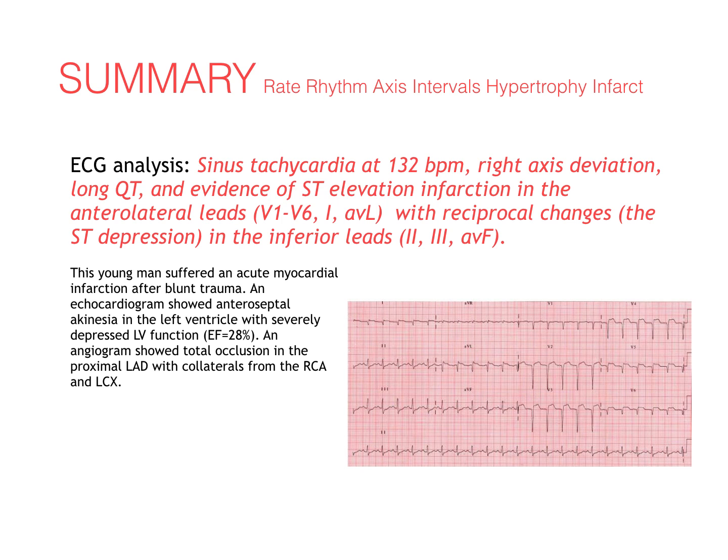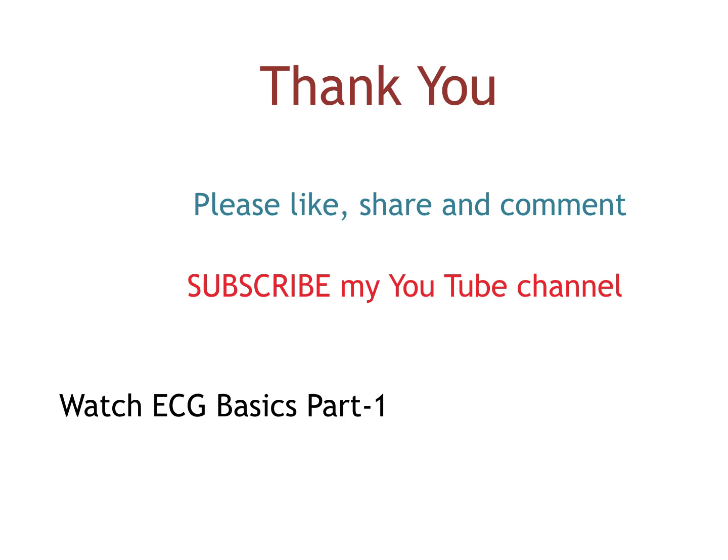This young man suffered an acute myocardial infarction after blunt trauma. An echocardiogram showed anteroseptal akinesia in the left ventricle with severely depressed LV function. Ejection fraction was 28%. An angiogram showed total occlusion in proximal LAD with collaterals from the RCA and LCX.